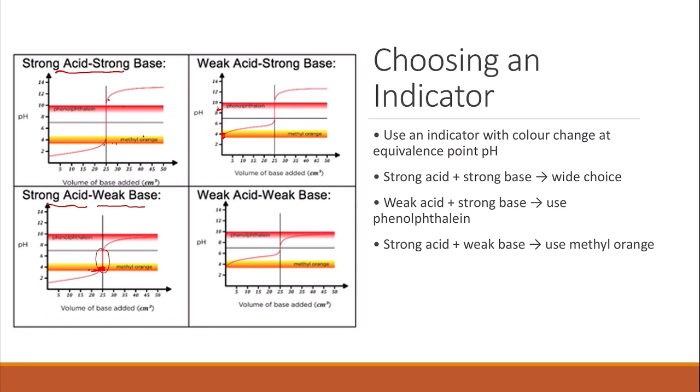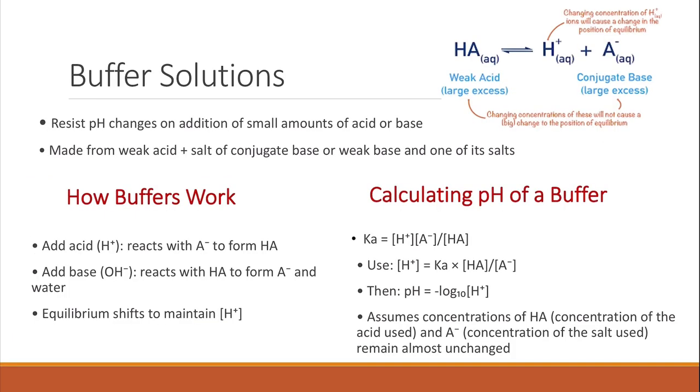And if we use a mix of a weak acid and a weak base, neither of them can be used. So we cannot use a specific indicator. There will be no distinct change in the color at the endpoint. In this case, you can only use a pH meter to find the endpoint for this reaction. You cannot use these indicators.